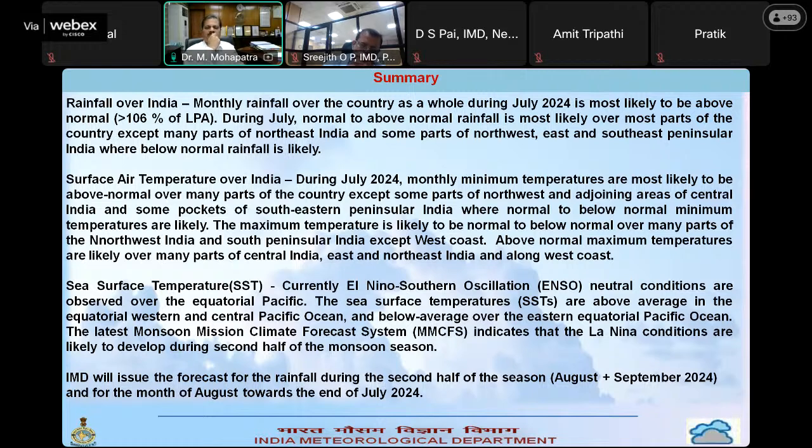And maximum temperature, if you just look at similarly, it's likely to be normal to below normal over many parts of the northeast India and south peninsular India, and above normal across the central India, east and northeast India, and along the west. The sea surface temperature, as we discussed, you will find that neutral ENSO condition is prevailing, and La Nina conditions are expected during second half of the monsoon season, that is during August and September.